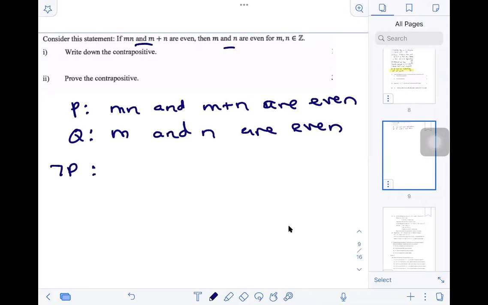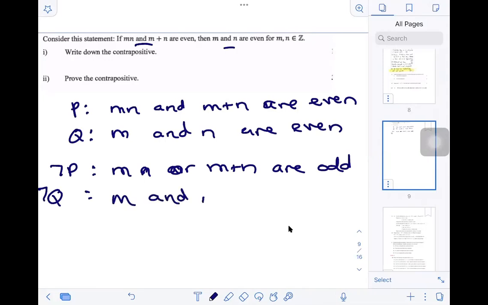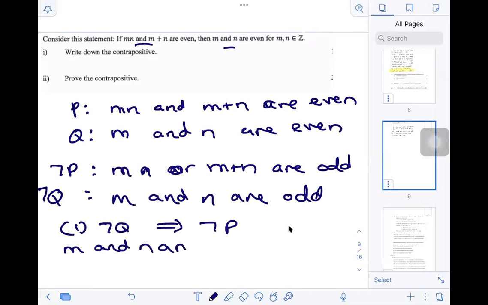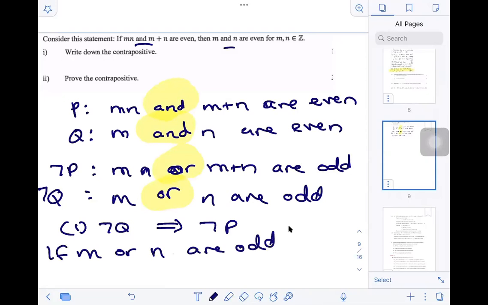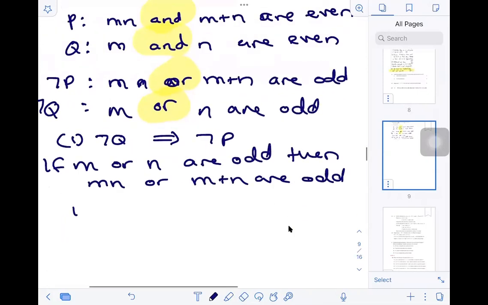Now, not P would be m, n, or m plus n are odd. That's the negation of it. And not Q would be m and n are odd. Okay, so let's write the contrapositive. So the contrapositive would be not Q implies not P. So m and n, and shouldn't be and, that should be or, because an and goes to an or. And to or, and to or. m or n are odd. So if m or n are odd, then m, n, or m plus n are odd. Okay, so that's the contrapositive.